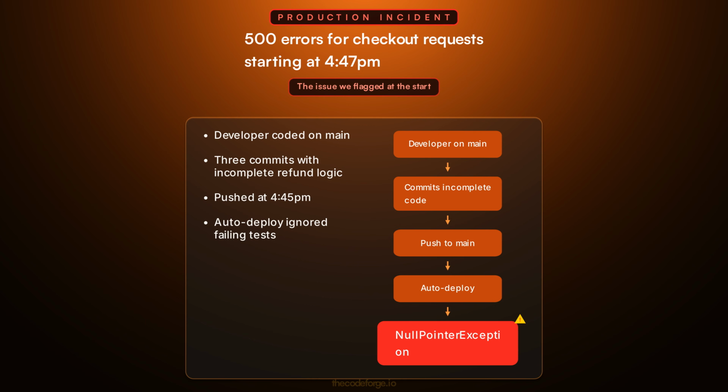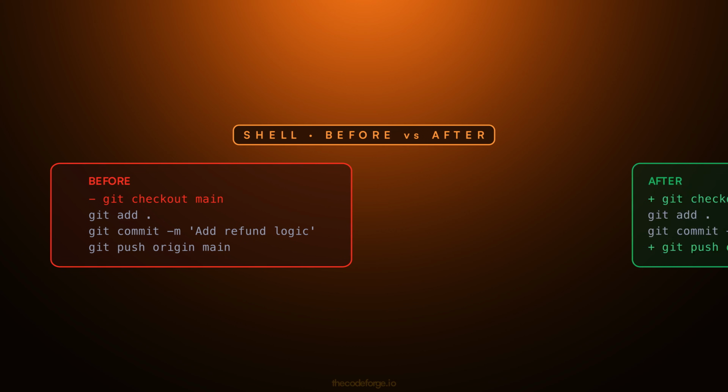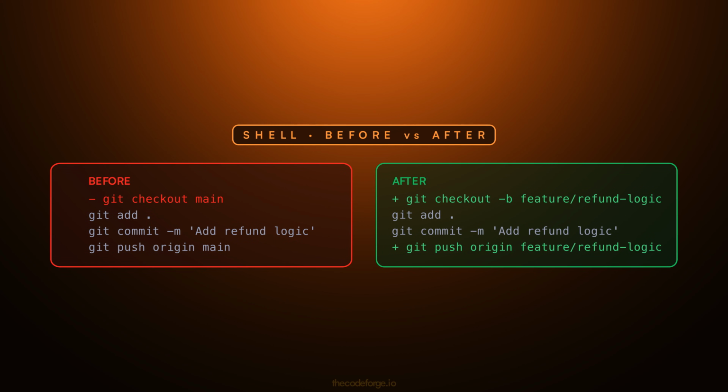The auto-deploy pipeline deployed regardless of test status, and the missing null check caused a null pointer exception on every checkout request. The developer pushed 3 commits directly to main with incomplete refund logic, missing a null check that caused a null pointer exception on every checkout request.